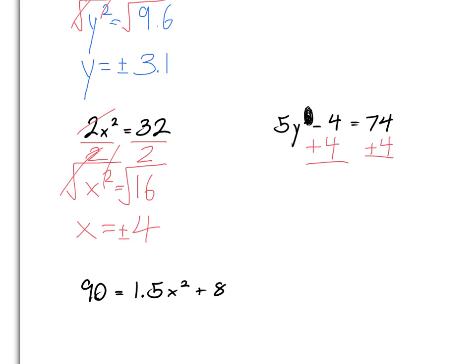So what we're having here is 5y. We know negative 4 plus 4 is 0. And 74 plus 4 is, of course, going to be, yeah, that's right, 78. Now, just because this squared is back there changes nothing. This squared is still there. So we have 5y squared is equal to 78.